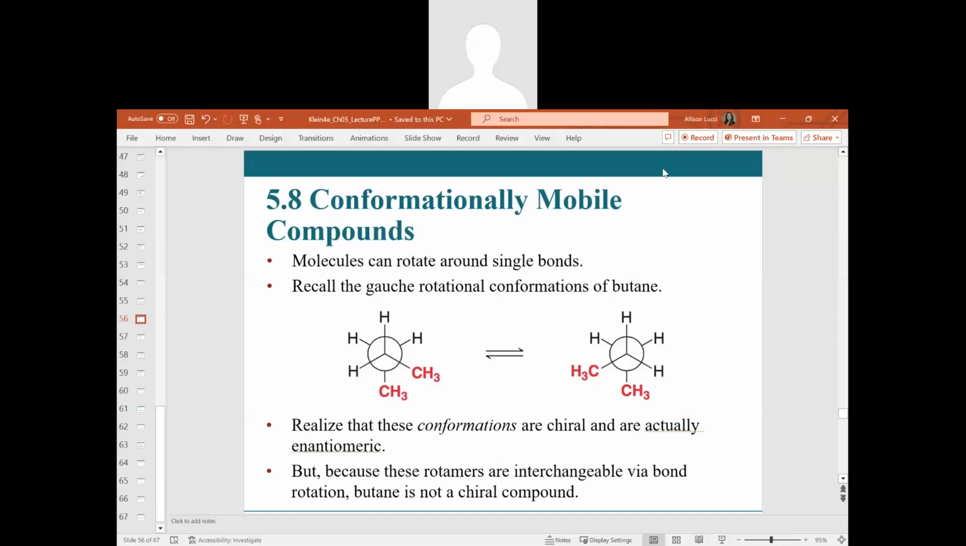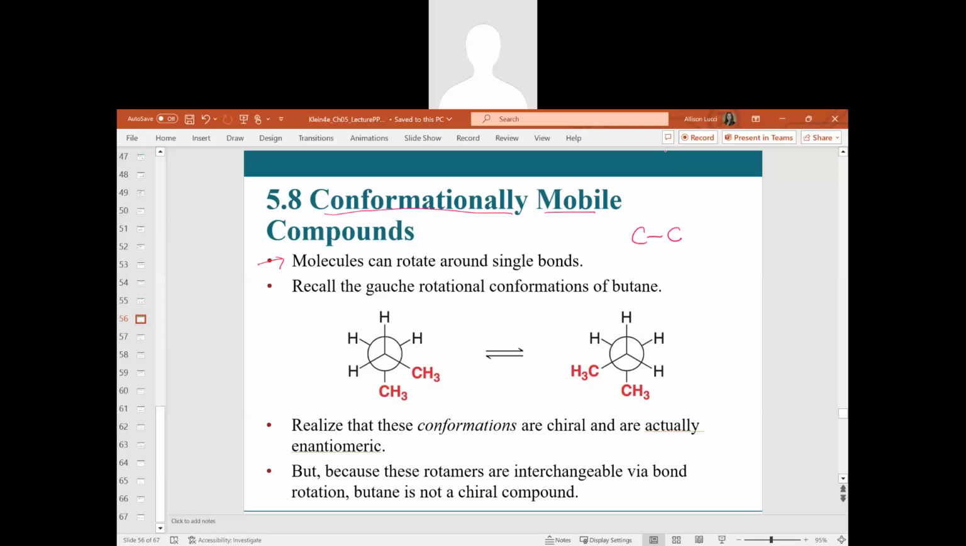In section 5.8, we're going to take a look at what are referred to as conformationally mobile compounds. That means that they are in a state of changing conformation. Most molecules, depending on things like steric hindrance, can rotate freely around single bonds. Whenever we have a carbon-carbon single bond, for example, we can have different conformations, and we generate these by drawing Newman projections.